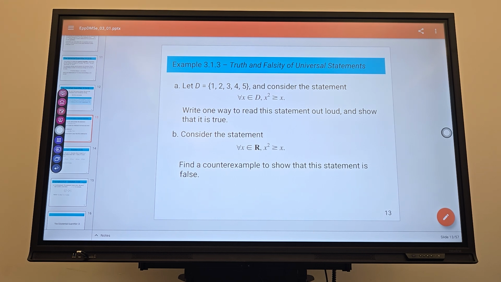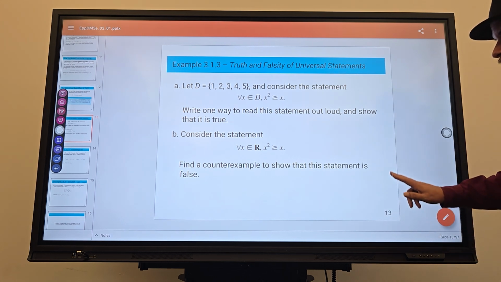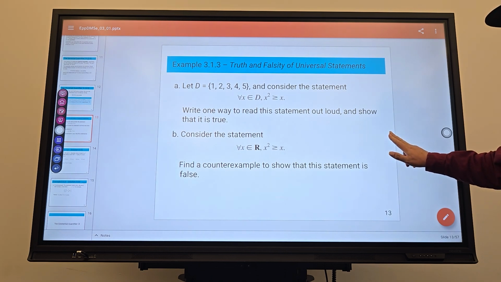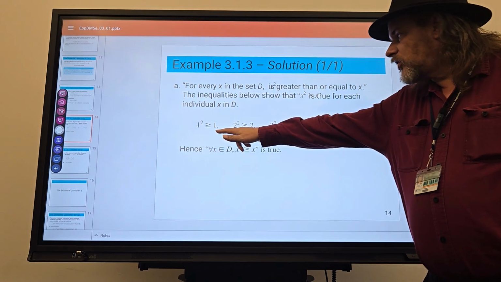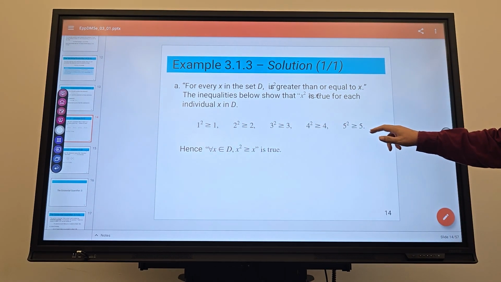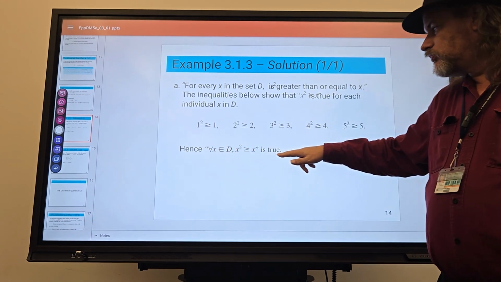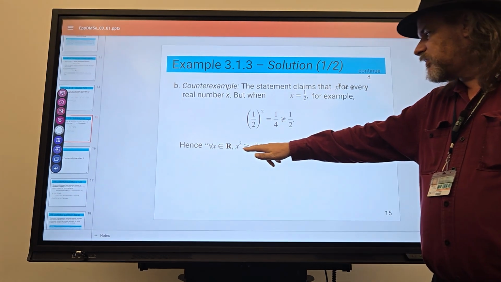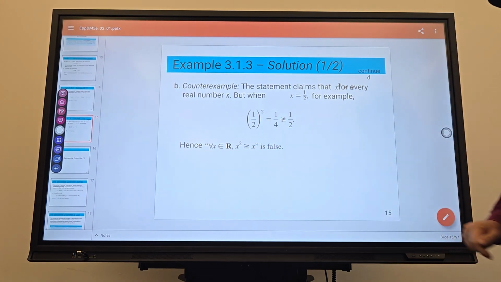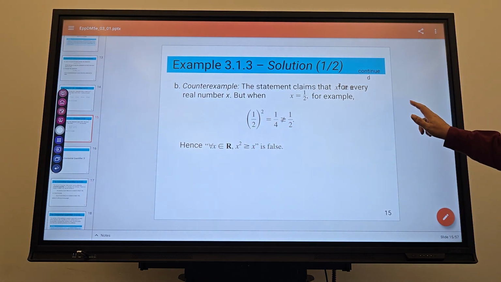A counterexample to this, where X squared is not greater than or equal to X, would be X being equal to 1/2, for example. That would be a counterexample showing that this statement is in fact false. So you show that they're all true to make the statement true, and for showing it to be false, you find a counterexample.